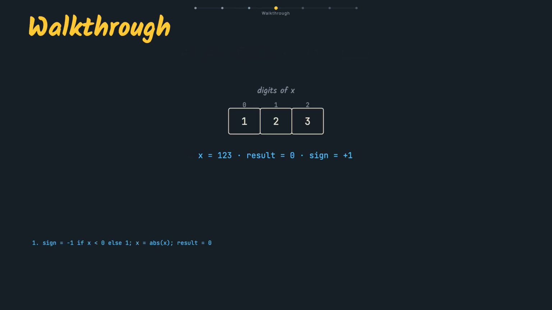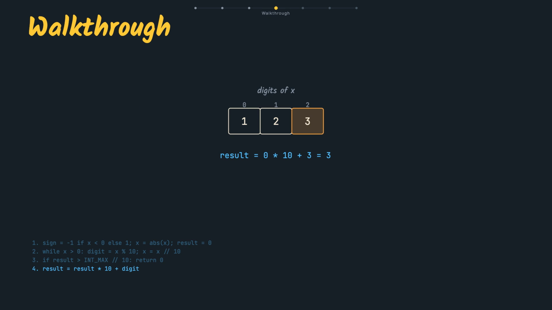X is 123. Result starts at 0. Sign is positive. First pass. Last digit of 123 is 3. Drop it from X. Now X is 12. Check overflow first. Result is 0, well under the limit. Safe to grow. Grow the result. 0 times 10 plus 3 is 3.